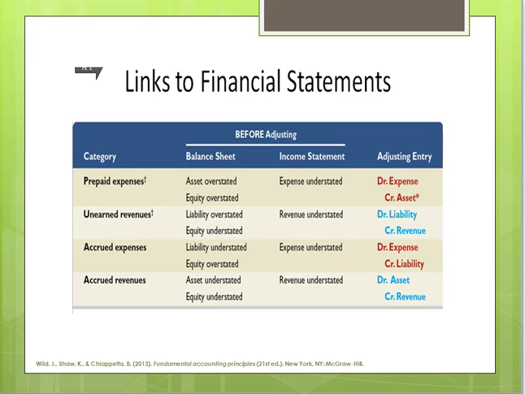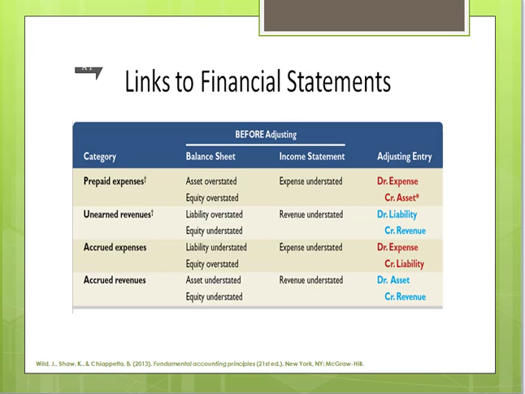On this slide, we see a quick summary of how each of these entries is going to impact our financial statement accounts. For prepaid expenses, if we did not adjust for them, we would have an overstatement in the asset account and an understatement in expenses, which is going to lead to our equity being overstated because remember, our net income eventually flows into equity through retained earnings.